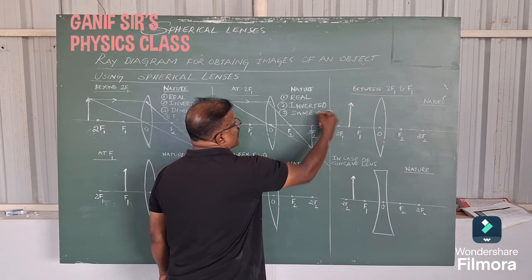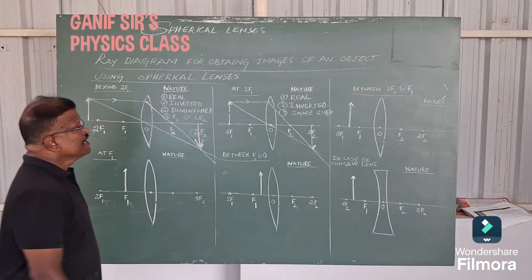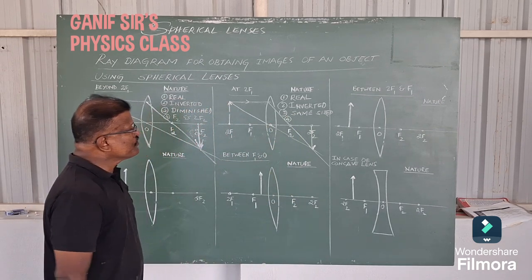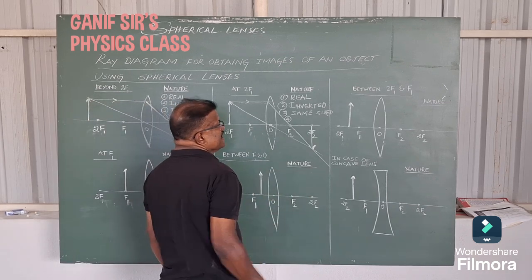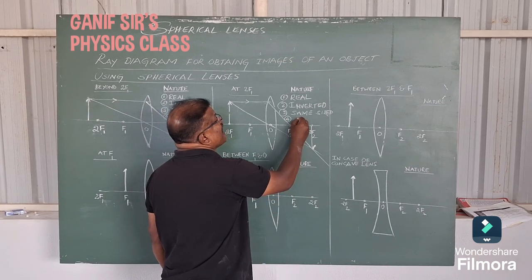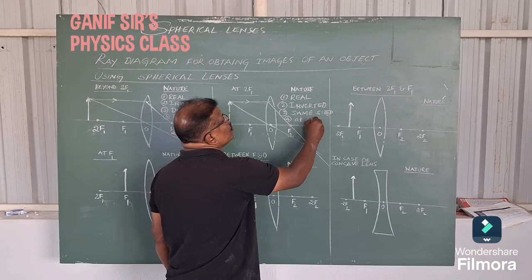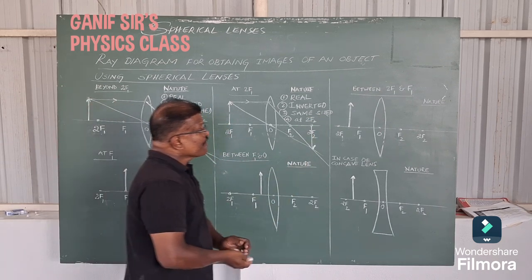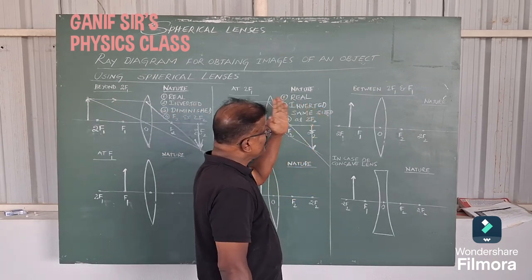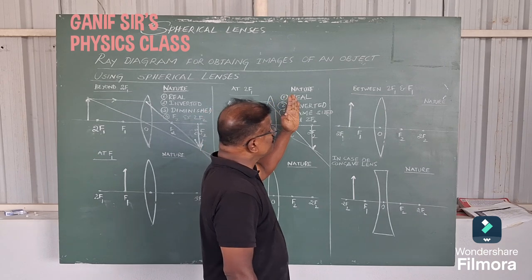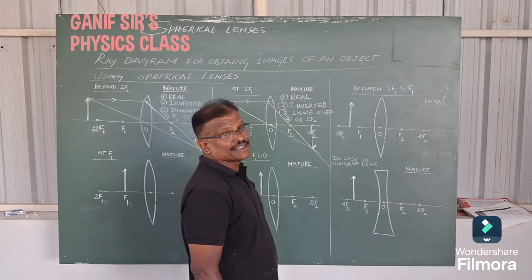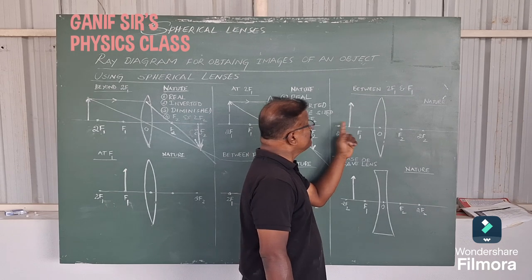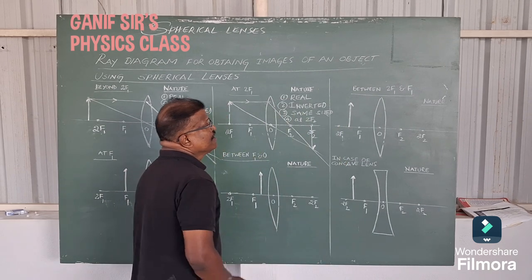Okay, same size image. And the fourth thing is the location of the image, where it is lying. It is lying exactly at 2F2. And now let's discuss what happens when the object is pushed towards the lens. That is, when I keep the object in between 2F1 and F1.